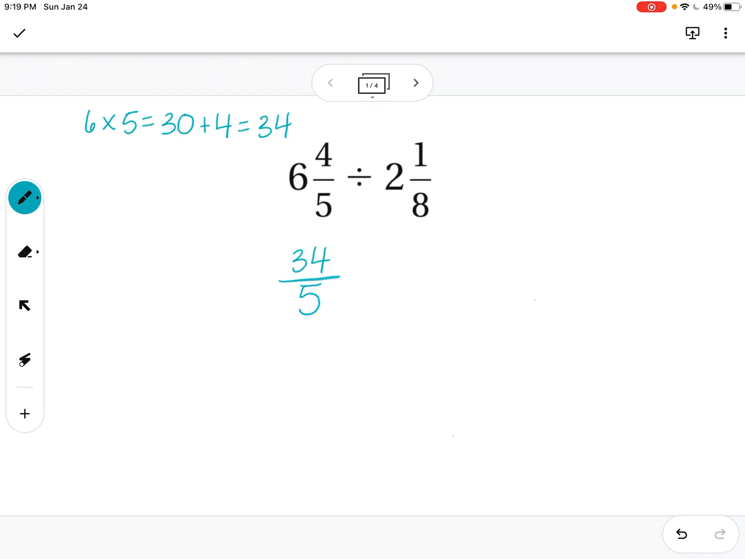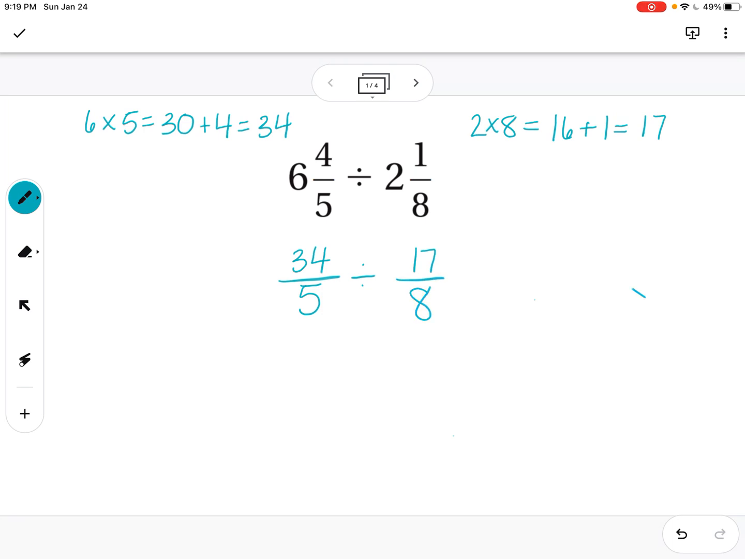And we will follow that same process for the other mixed number. So we'll take our whole number, multiply that by our denominator. So 2 times 8, which is 16. And then we'll add our numerator, in this case 1, to give us 17. And that fraction is going to be 17 over 8.